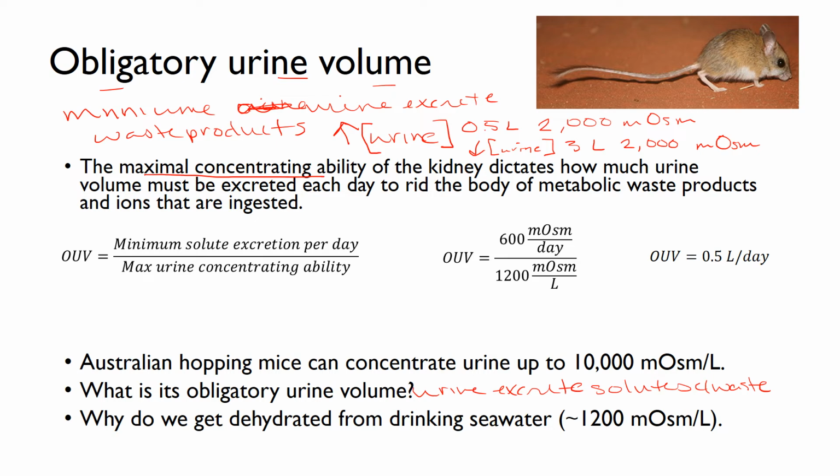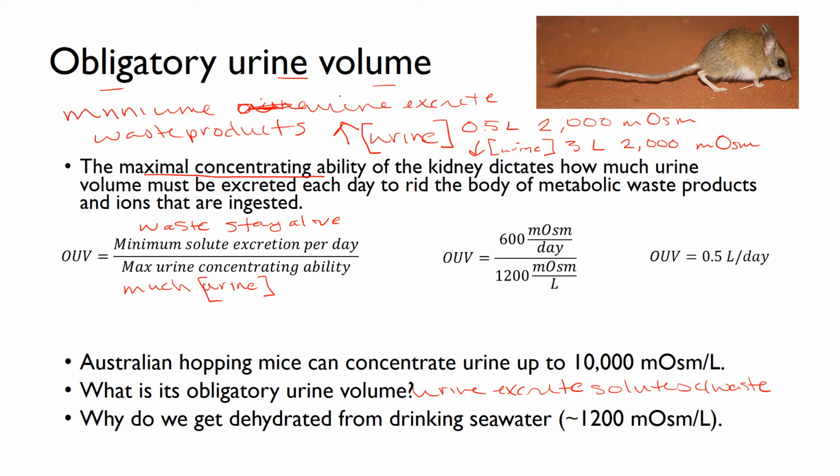So we can calculate this, and this is calculated by the division of the minimum amount of solutes you have to excrete per day. So this is essentially the minimum amount of waste product that you have to get rid of in a given day to stay alive. And it's divided by how much you can concentrate your urine.